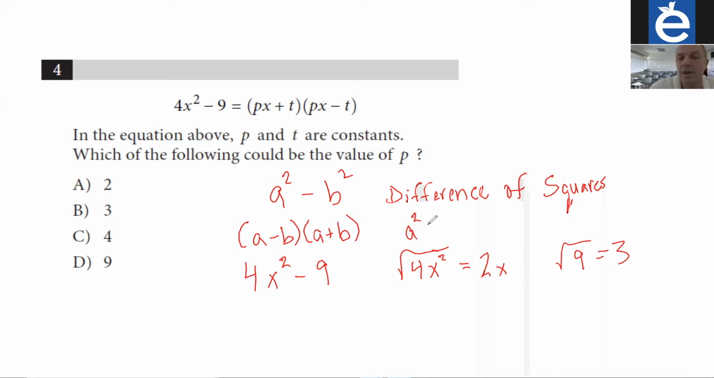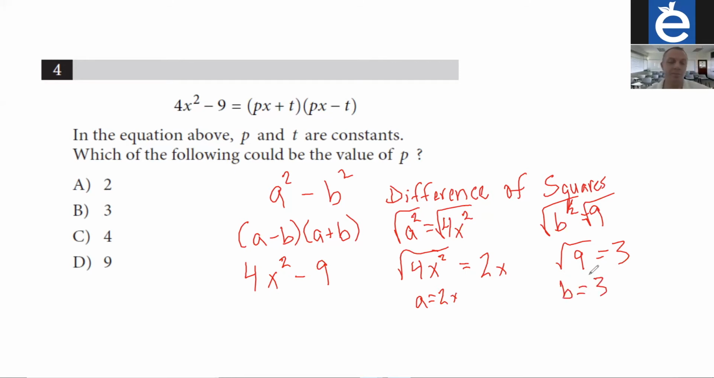I could also write that, maybe this might be more logical. I could say a squared is equal to 4x squared, and b squared is equal to 9. And so we have to take the square root. I apologize if I'm getting a little convoluted there. In essence, a would be 2x and b would be 3. So then we would just put that in the formula, 2x minus 3 times 2x plus 3, all right?